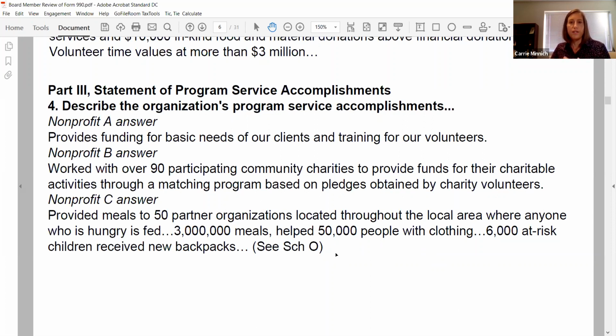So it's very important when you're going through your 990 to make sure that you are describing what you actually did during the year. Don't just repeat your mission on these 3 questions. They are 3 different questions and the IRS wants to know different information for each of those, and really use these questions as an opportunity to market and brag on what your organization did during the year.